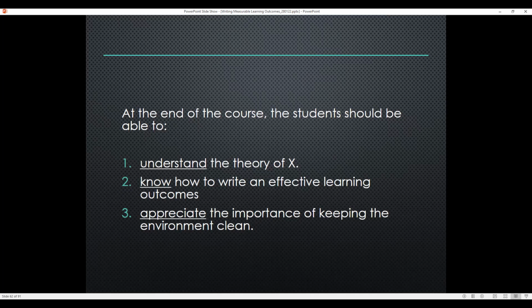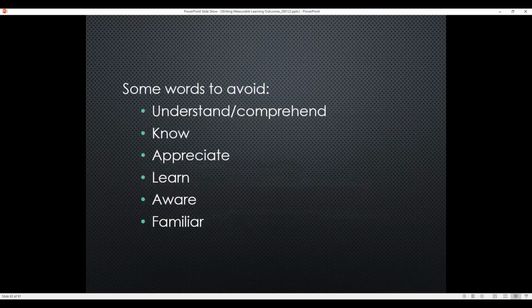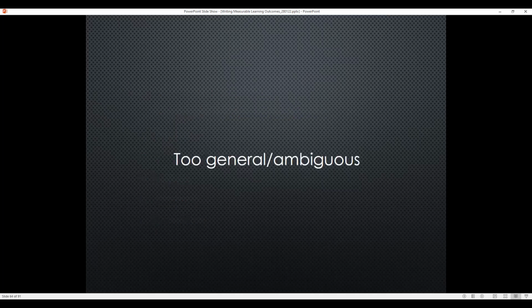Okay, correct? So try to remember, these are some words that you should avoid when it comes to writing learning outcomes. Do not use words like these: understand, know, appreciate, learn, aware, familiar. These are all no. If you send your documents to MQA, all this will be turned down, rejected. They will throw it back to you and ask you to amend. Definitely they won't take all this. There are also other words, but these are the very common ones that they will tell you no. Okay. Also if they are too general or ambiguous.